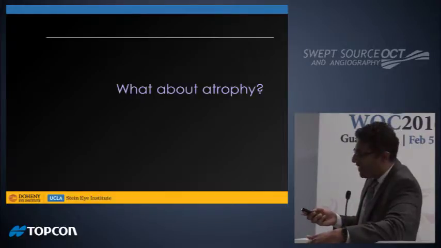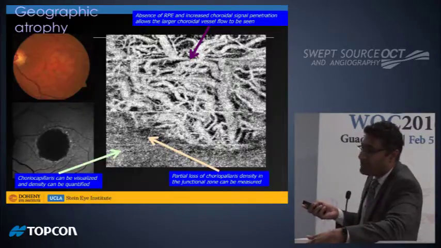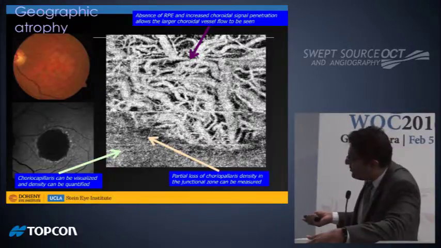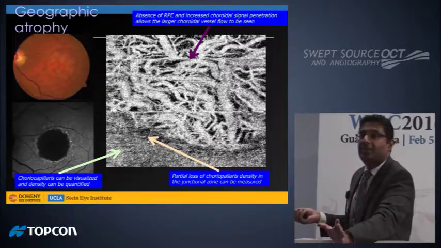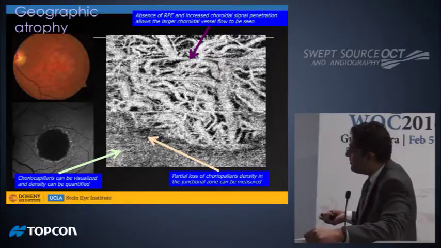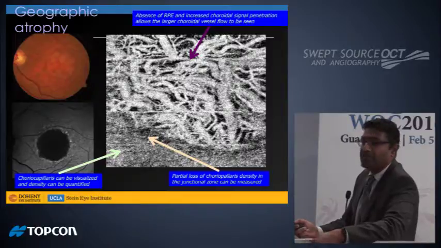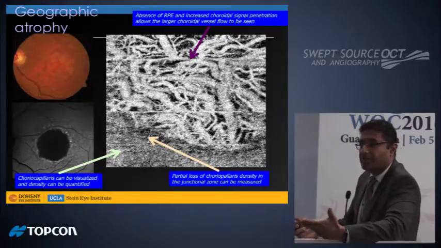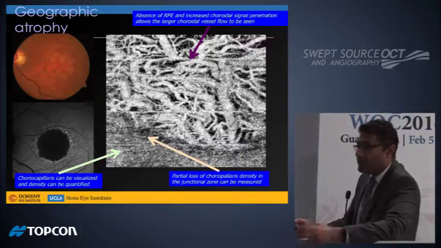And obviously, when you have the RPE lost, it's very easy to see the deeper choroidal structures. And of course, you can still see the normal choriocapillaris here. But that's not the part that's interesting. The interesting part is what's happening here. You can see that there seems to be some attenuation of the choriocapillaris at the margin of the lesion, and that's kind of a hot area as we think about new ways of defining atrophy, so stay tuned for that.